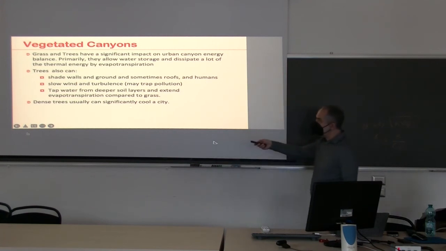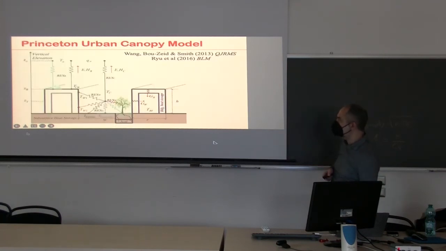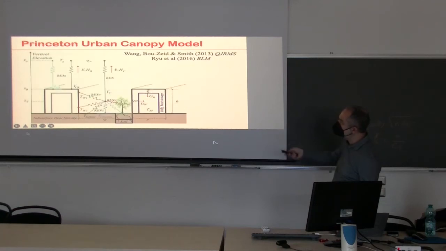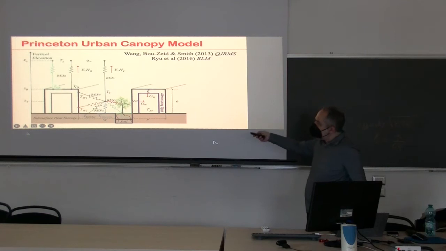Dense trees can usually significantly cool the city through all these combined effects. So in this paper, we basically added trees to our urban canopy models. We take this urban canyon concept and we develop it into an actual computational model that you can use.